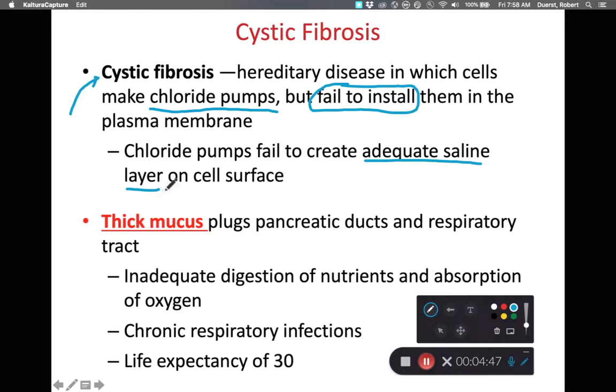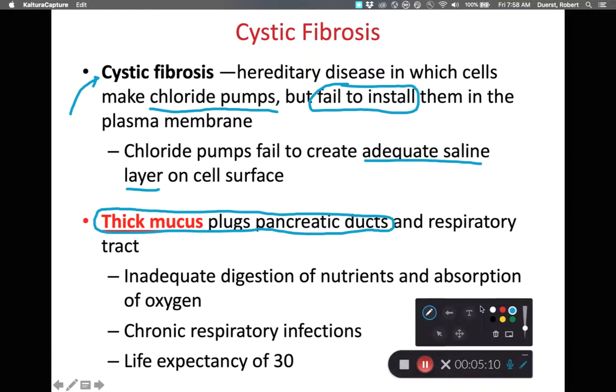And if we don't have enough saline on the surface of the cell, the mucus tends to get thick and clog up the tissue and the openings of those tissues. So when we think of the pancreatic duct within the pancreas, the mucus can plug the pancreatic duct, and digestive enzymes from the pancreas have a hard time getting into the small intestine, and mucus tends to build up within the respiratory tract, the lungs and the trachea.